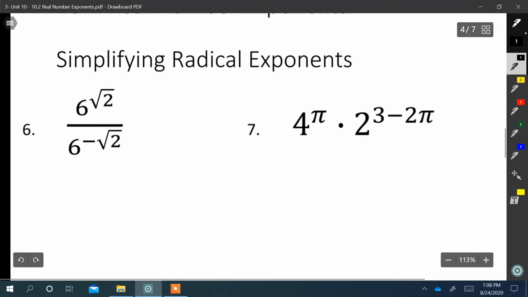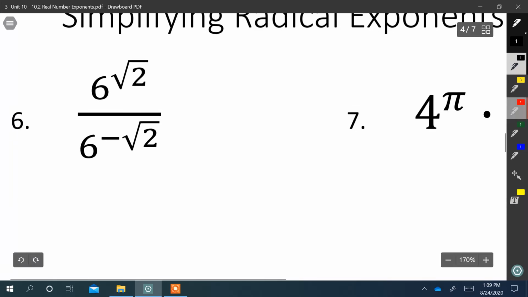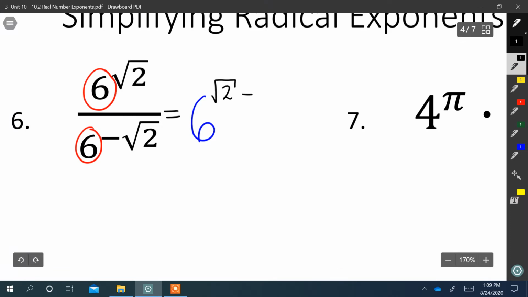All right. Now we're going to be simplifying radical exponents. Let's take a look at this one here. Because we have the same base here, you have a 6 there and a 6 there, what I can do is rewrite this as 6, and then we are going to subtract. We have square root of 2 minus, well, minus negative square root of 2. So that's actually going to become positive.